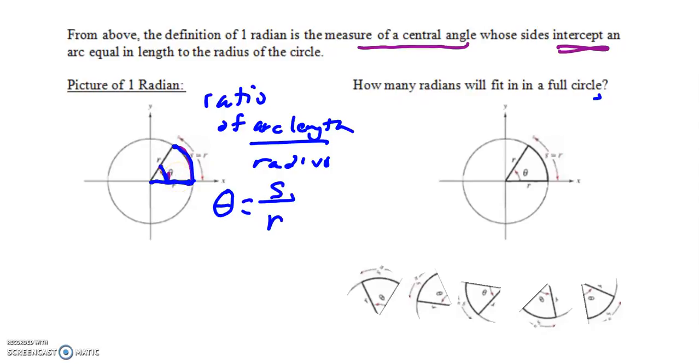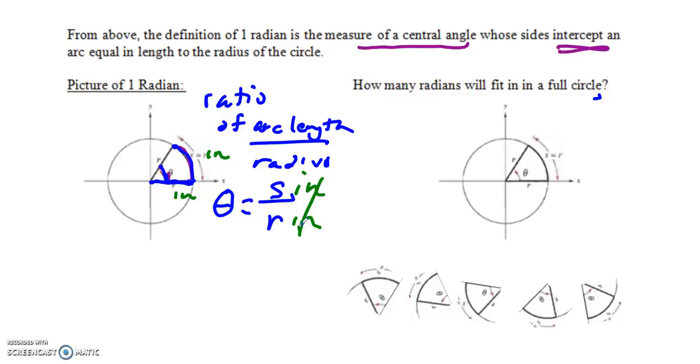And just to prove my point, let's say that the radius and the arc length were both in inches. The reason that a radian has no unit is because the arc length is S inches and the radius is R inches, so the inches would cross out in your ratio.